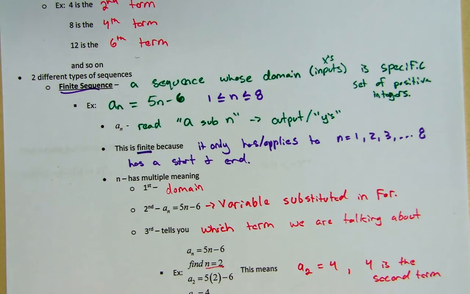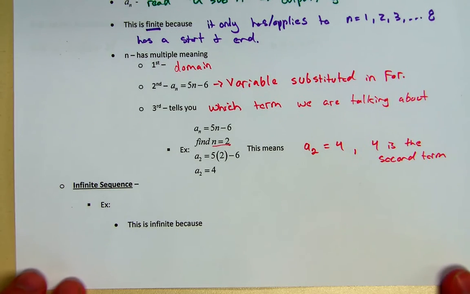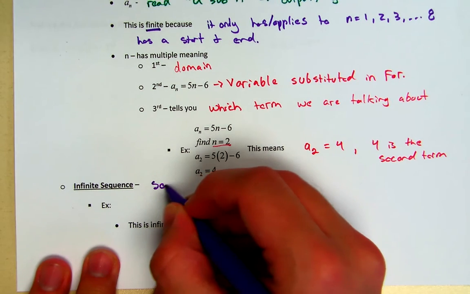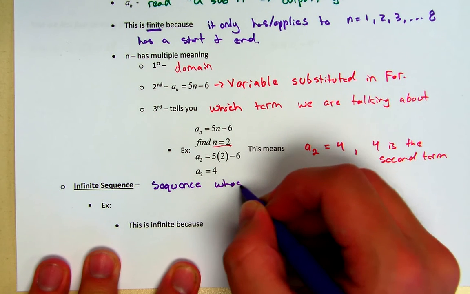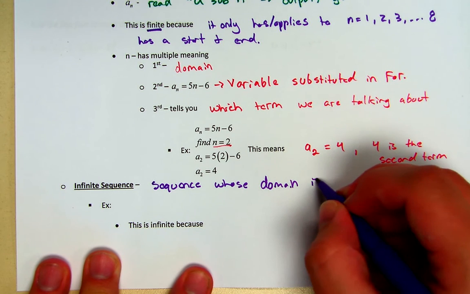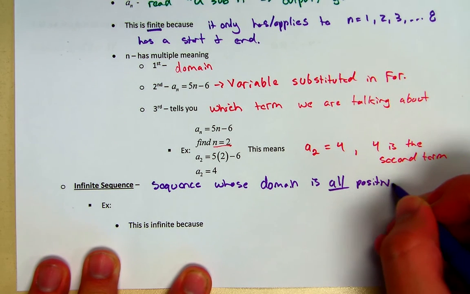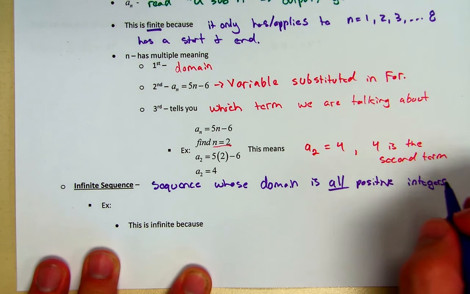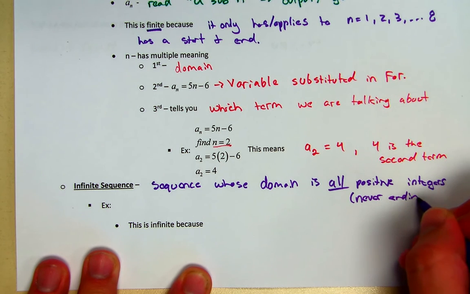Alright? Well, that about does it for finite, but what about infinite? Well, it's pretty much just what it means. A sequence whose domain is all positive integers. So basically it means it never ends. So it's never ending.